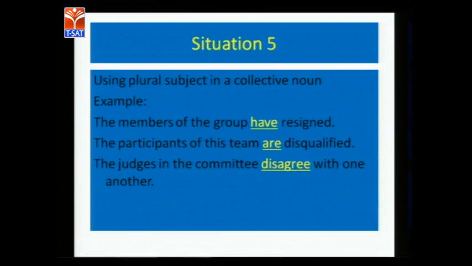Remember what I told you in the beginning? That you need to identify the subject of the sentence first and then use the verb accordingly. So here the subject is the members. Who resigned? You can say the entire group has resigned, but now you are mentioning members specifically, which is a countable noun, and so you say the members of the group have resigned. Similarly, the participants of this team are disqualified. You can say the entire team is disqualified. Then you use is. Why? Because team is a collective noun and it has to be used with a singular verb.